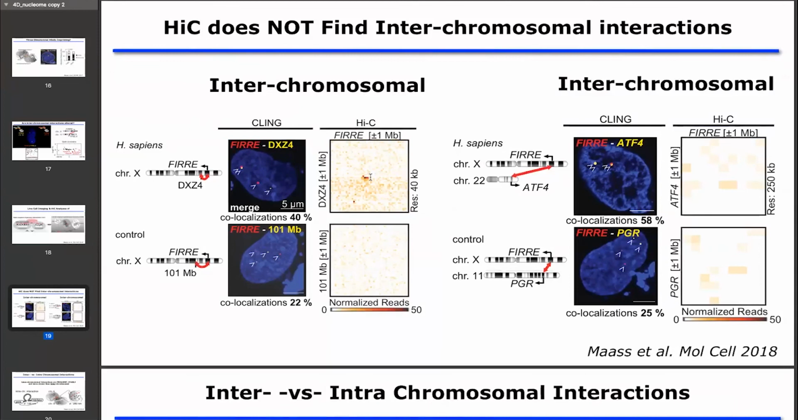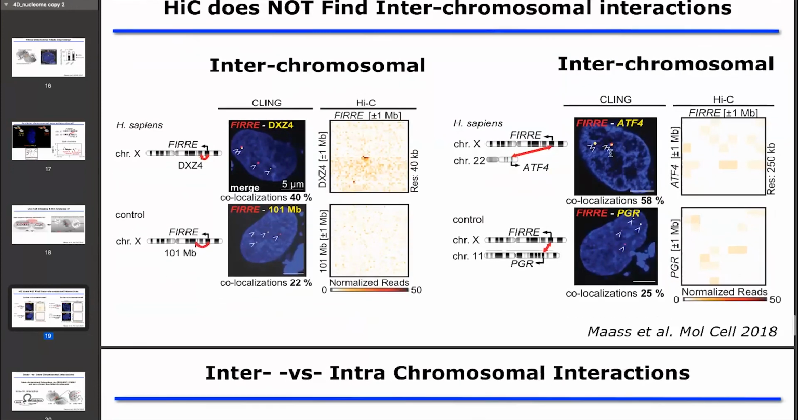Even very long-range ones are very easily detectable as these red dots that appear. And in regions that we have seen before to have interchromosomal interactions, we don't see any of these reads, which is consistent with many studies that have been published saying they don't see any interchromosomal interactions in HiC. Same here, where we can see clear co-localization in over 60 or 58% of the cells between fire and another site we've been looking at, ATF4. Again, this is not detectable over random things that don't co-localize in HiC data.